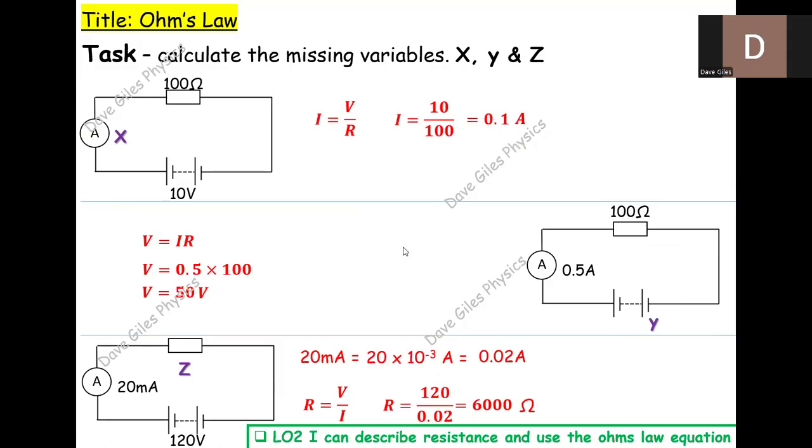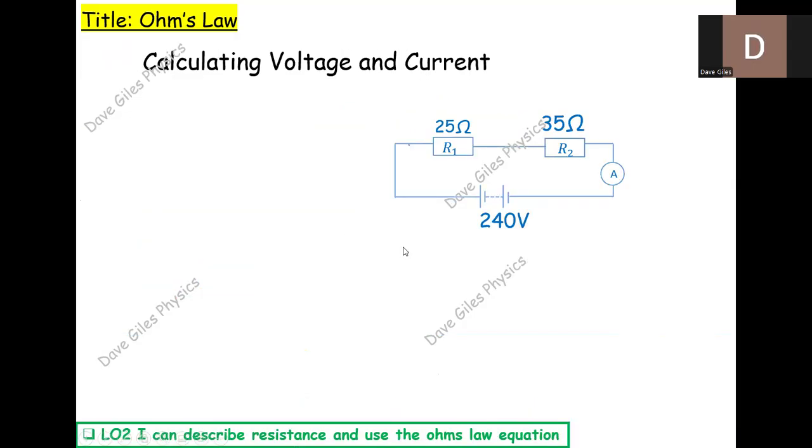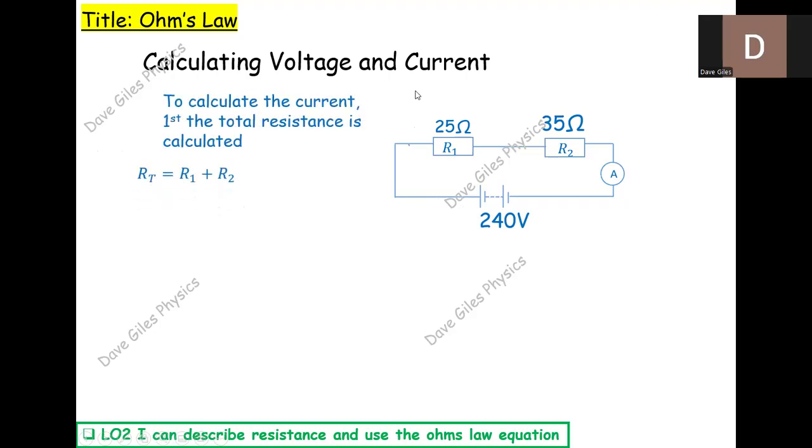Slightly harder one is when you've got more than one component, like this. So here I've got 240 volts of EMF. I've got two resistors. One's 25 ohms and the other is 35 ohms. And a typical question might ask you to calculate the voltage across each resistor, or say the potential difference across each resistor, or the current through the circuit. So we'll do that. First thing you need to do is calculate the total resistance. So it's in series. We just add the resistances up.